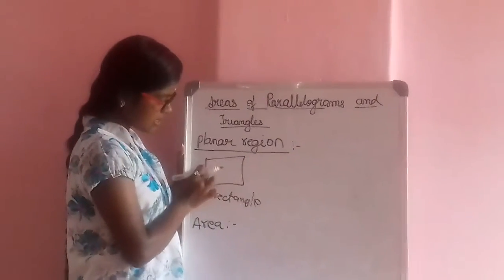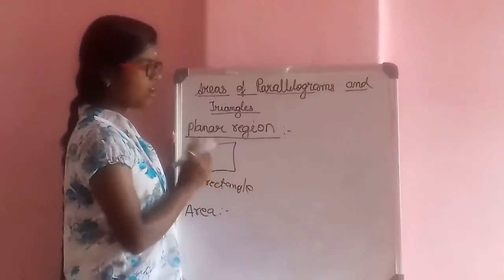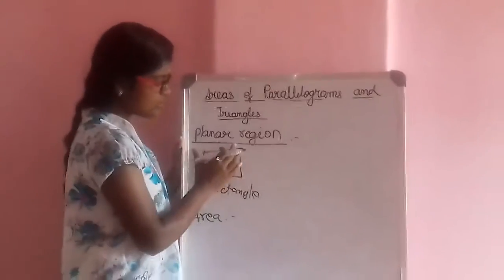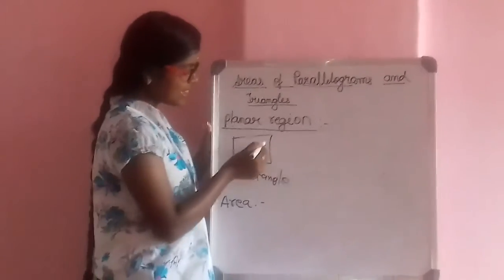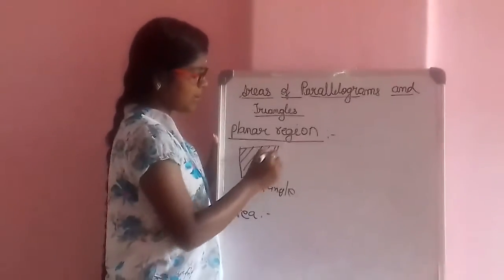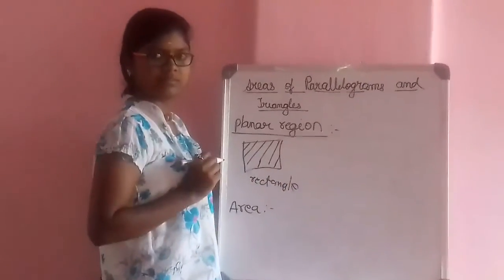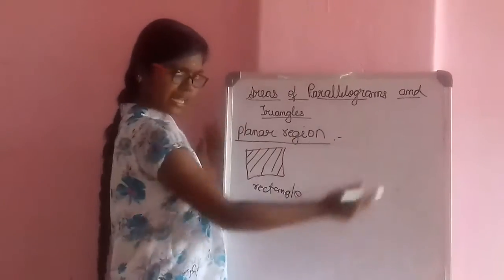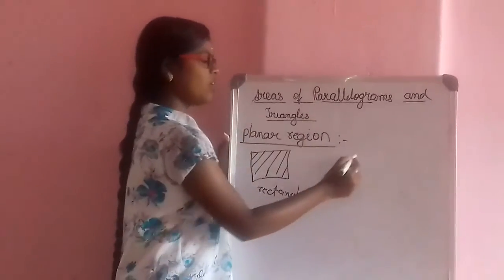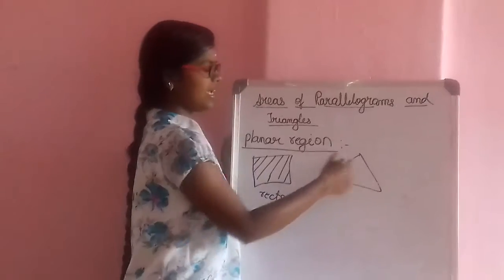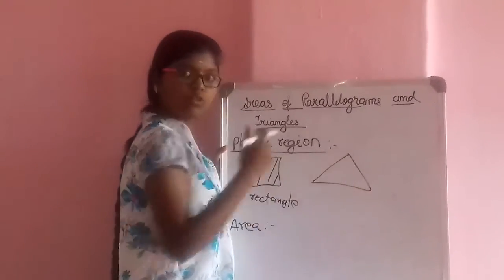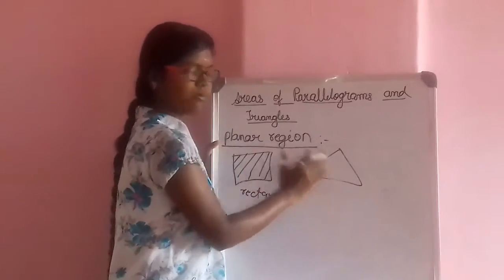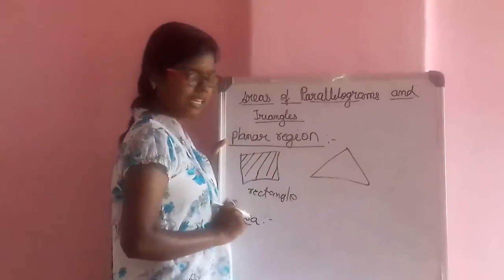So this region of the plane, being closed by a simple figure, is called a planar region. In this entire plane, I am going to draw 3 lines which make a boundary, and this area so formed is called a planar region.